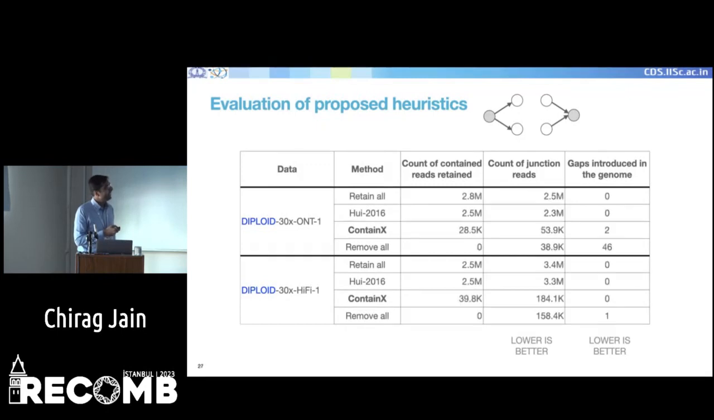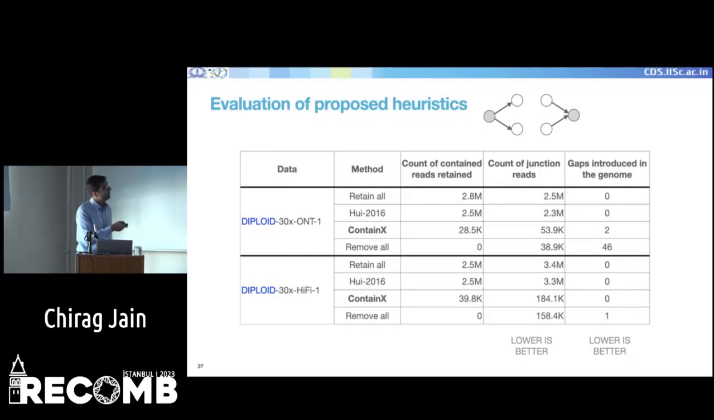So what we see here is, first of all, the first column indicates the count of contained reads retained. The second column indicates the count of junction reads in the graph. That indicates the number of reads that have either more than one incoming degree or more than one outgoing degree, just to indicate how tangled the graph is. Of course, if you retain all contained reads, the graph will be most tangled.